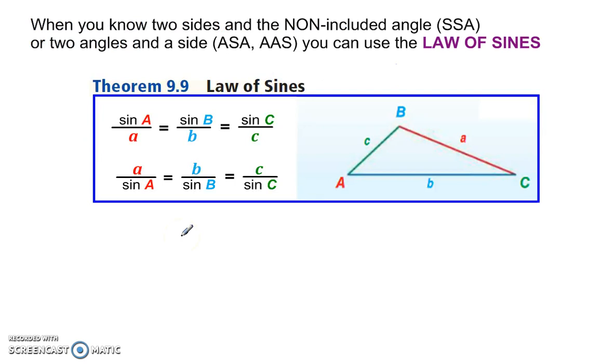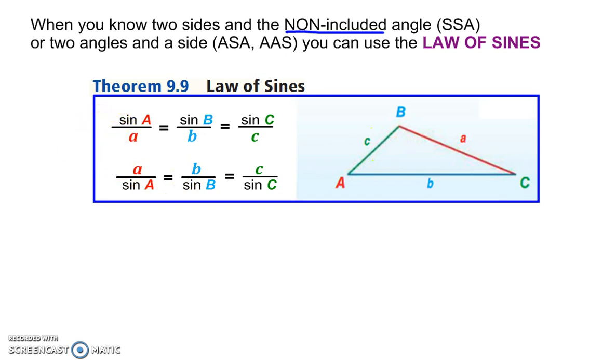Alright, now when you know two sides and the non-included angle, so side-side-angle, or two angles and a side, as in angle-side-angle or angle-angle-side, you can use the law of sines. The law of sines says that the ratio of one angle to its opposing side is equal to the ratio of another angle and its opposing side. So sine A to the opposing side is the same as sine B to its opposing side, which is equal to sine C and its opposing side.